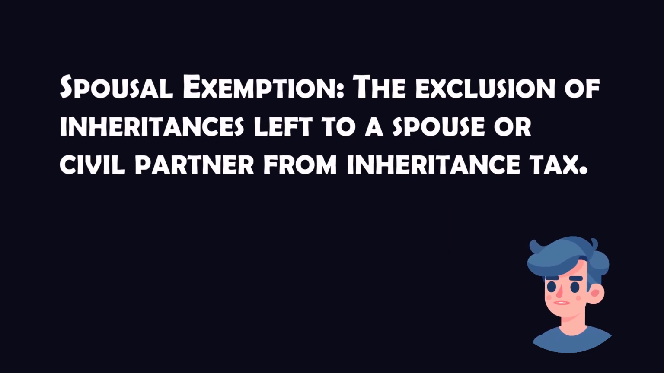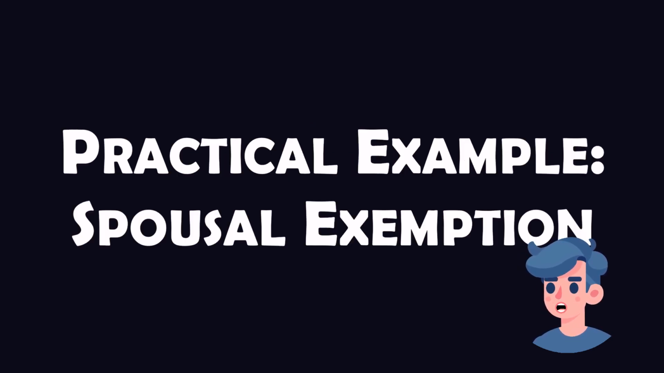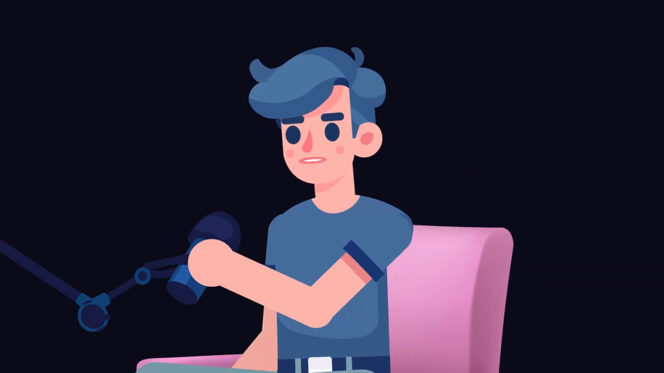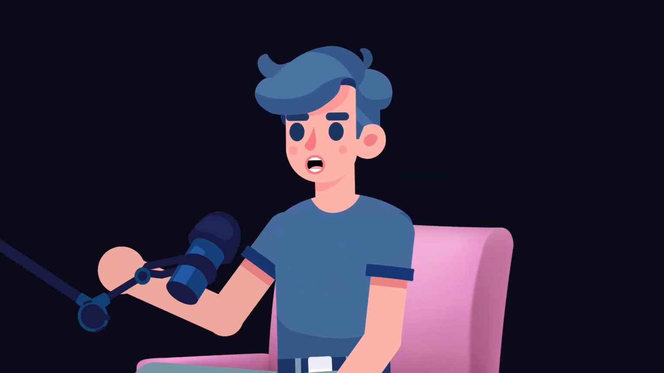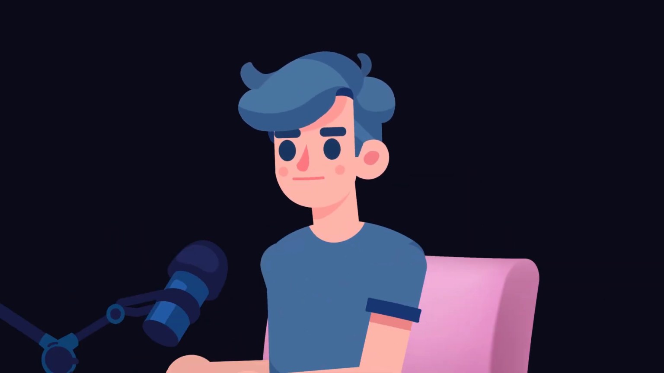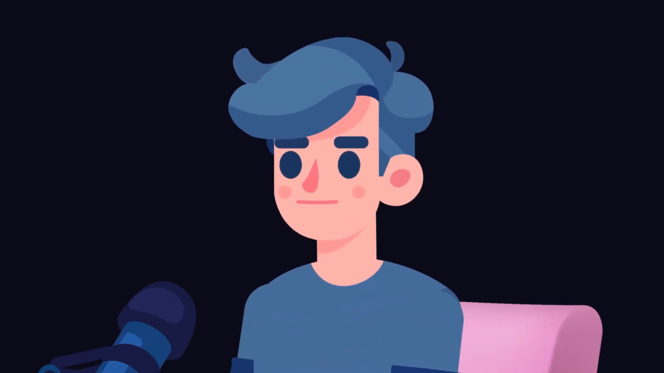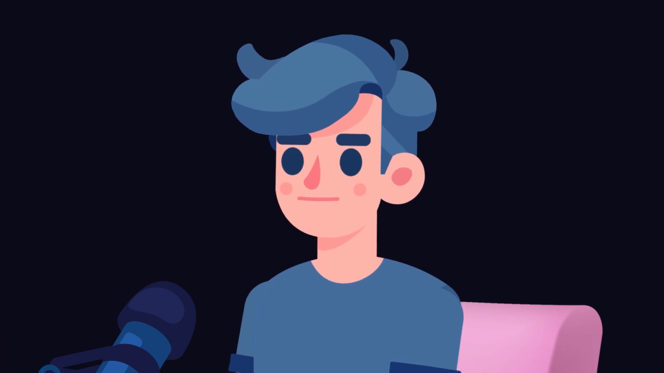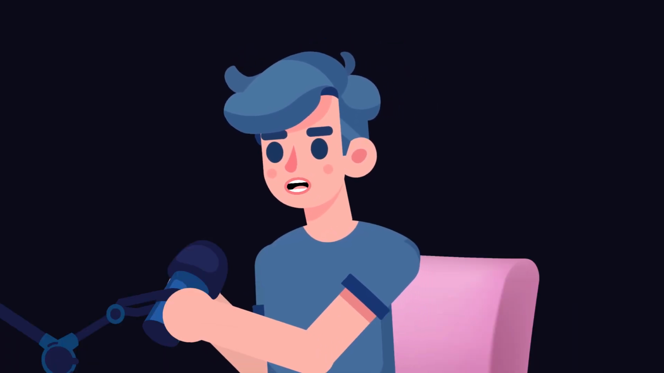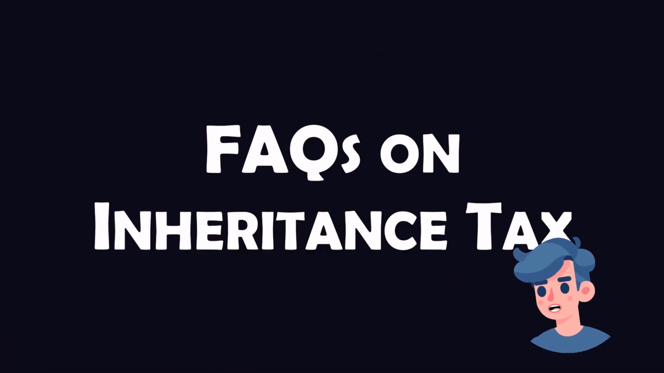Another key concept is the spousal exemption. In many countries, any assets left to a spouse or civil partner are exempt from inheritance tax, irrespective of the amount. For example, if Emma leaves her entire estate, worth £1 million, to her husband, there would be no inheritance tax due immediately. However, when the survivor dies, if the estate exceeds the tax-free threshold, inheritance tax will then be applicable.